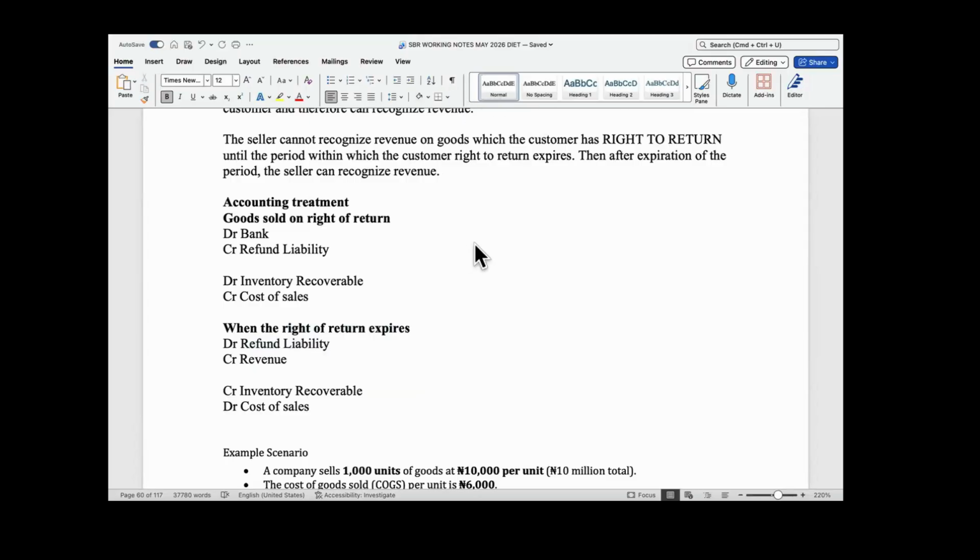What will happen? I need all of these people that don't say anything in this class to participate, just to be sure that you guys are following. So, what will happen? The customer did not actually return the goods. What do we do to the refund liability? What do we do to this entry that we have passed? What will happen to this refund liability and inventory recoverable?